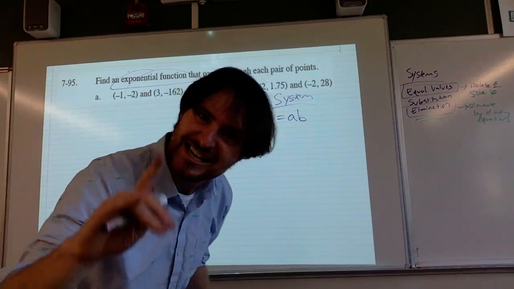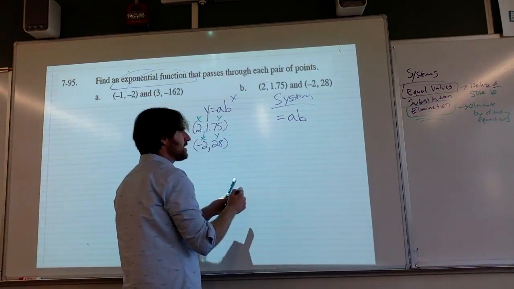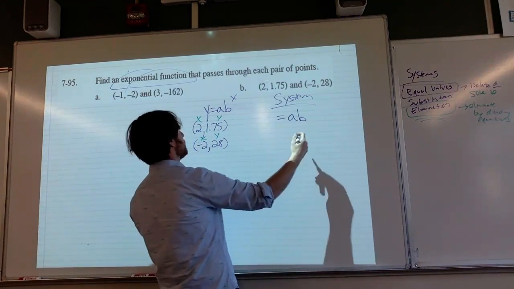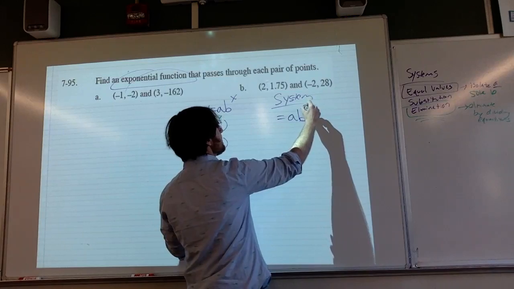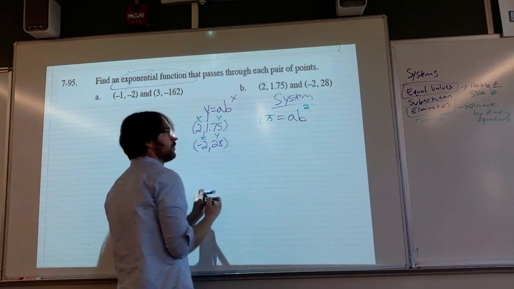Remember, a system of equations is at least 2 equations that share the same variables. So here, A and B are going to be the shared variables, but we know this coordinate point is going to have to work in our equation eventually. So x is 2 and y is 1.75. Okay, we'll put them there.